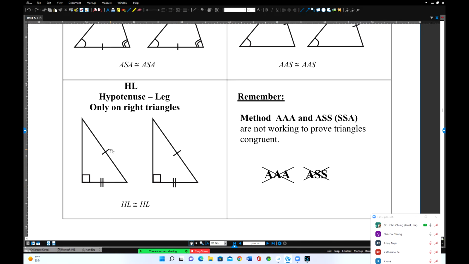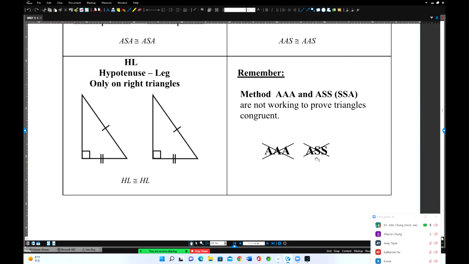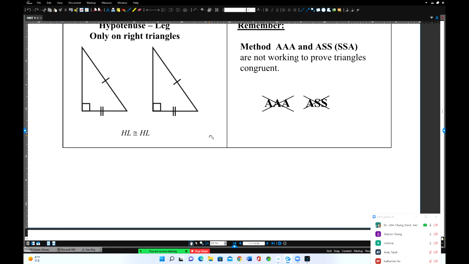Actually, what does this look like? If we don't care about the right angle, this is a side angle, right? This is side angle, this is side, this is another side angle. As I told you, side angle is not working, angle side is not working. We cannot use this angle side. Only on right triangles does it work, but we don't call it side angle. On right triangles, we just say hypotenuse and leg. They are all 5.